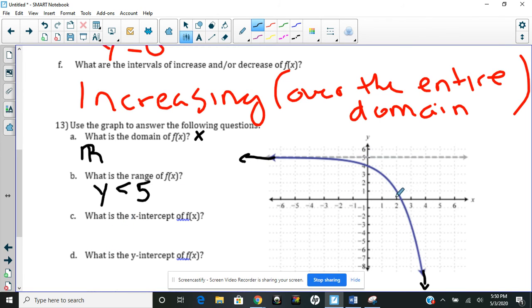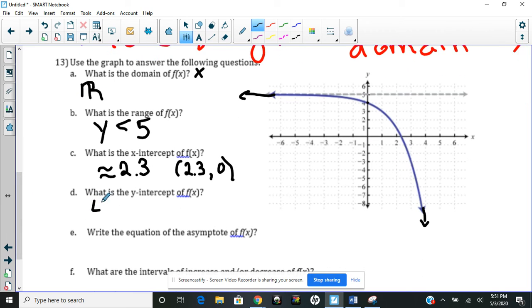So my x-intercept, I have to estimate this a little bit. I'm going to say maybe like 2.3. If I wanted to write it as a point, I'd say (2.3, 0). Because we can see this one hit. I'm going to just put the number. What's the y-intercept? I see it right here. That's at 4. I'm going to say 4, or I can say the point (0, 4).